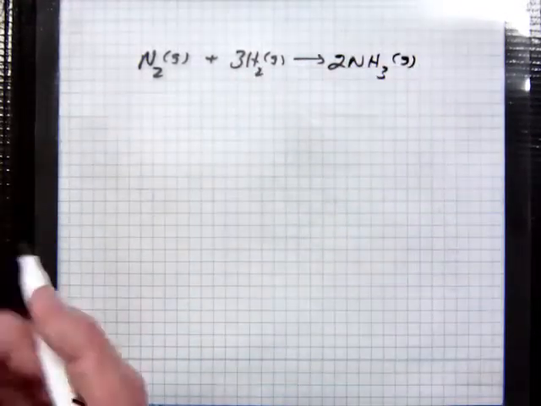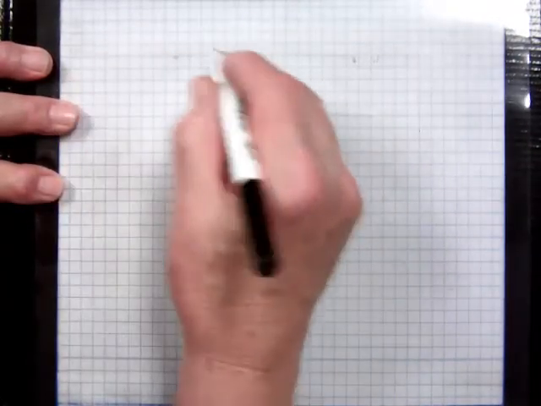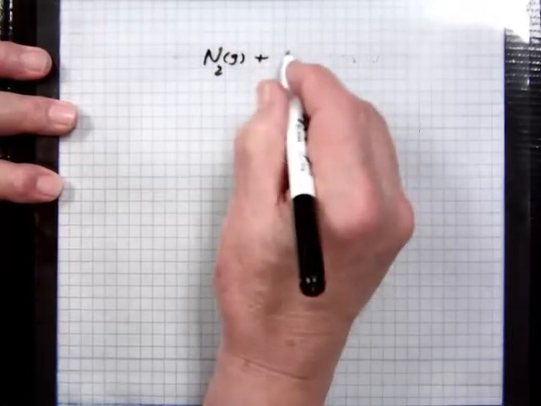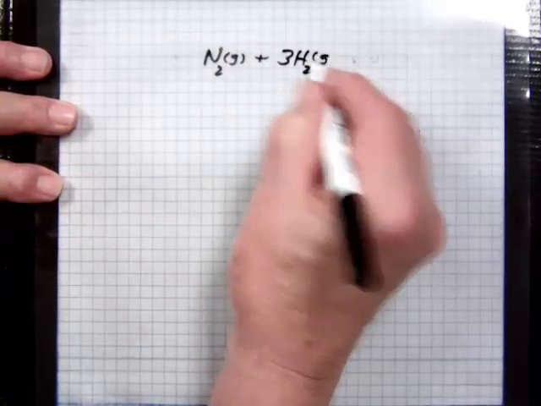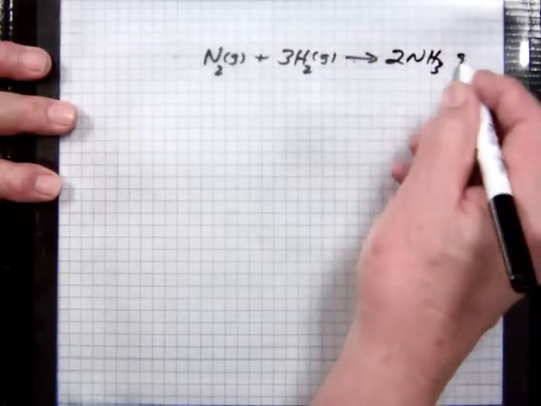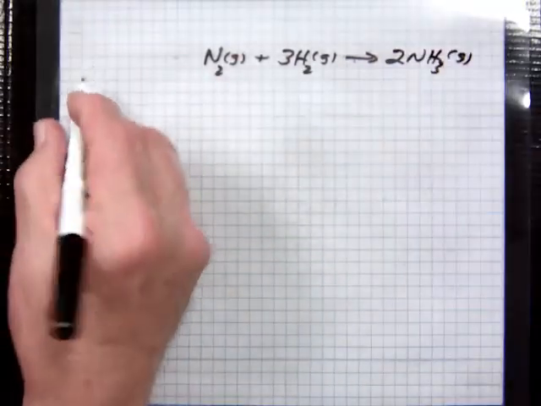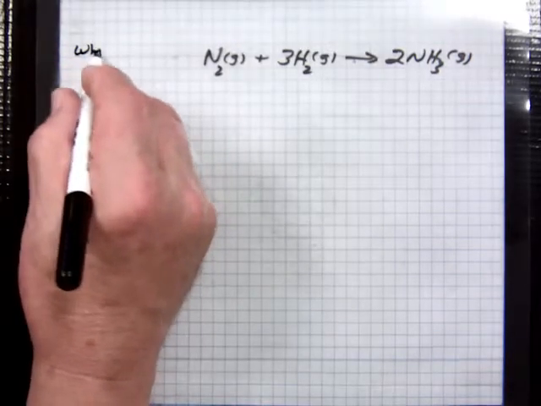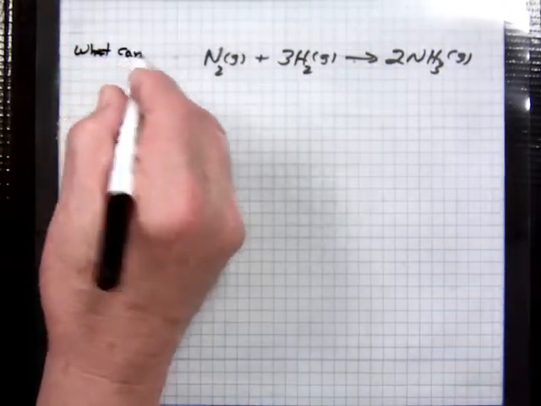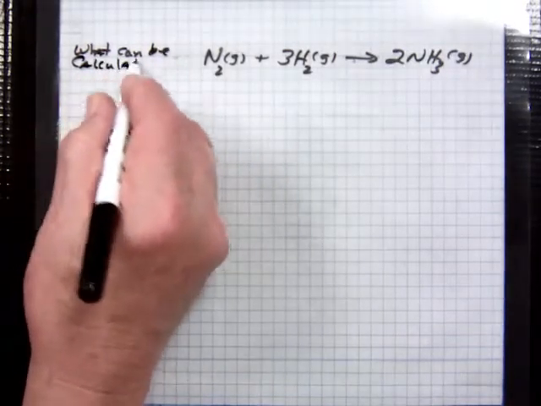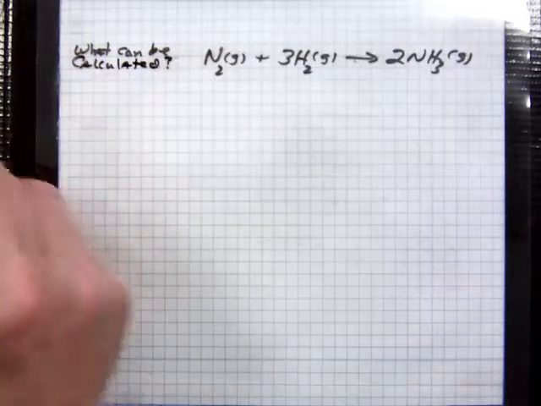Okay, what can we calculate? I'm going to move that over some. Forgive me, I need to get a little more room here. N2 gas plus H2 gas goes to 2NH3 gas. Okay, so what can we calculate from the chemical equation?